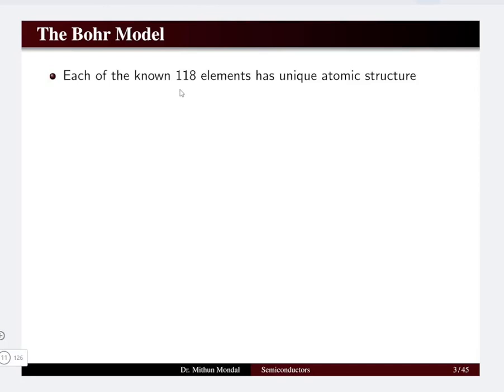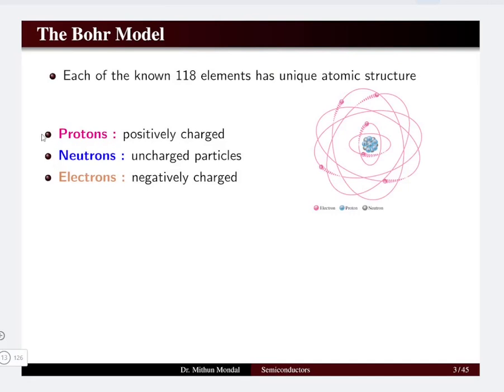At present we know 118 elements, and these 118 elements have a unique atomic structure. We have discussed that an atom is made up of three particles, which are proton, neutron and electron. The neutrons are basically uncharged particles. They do not have any charge. Proton is positively charged, whereas electron is negatively charged.